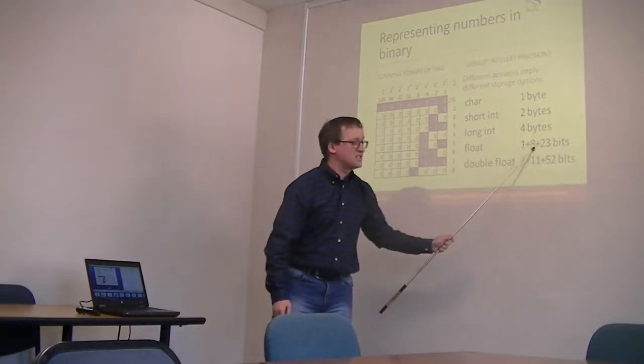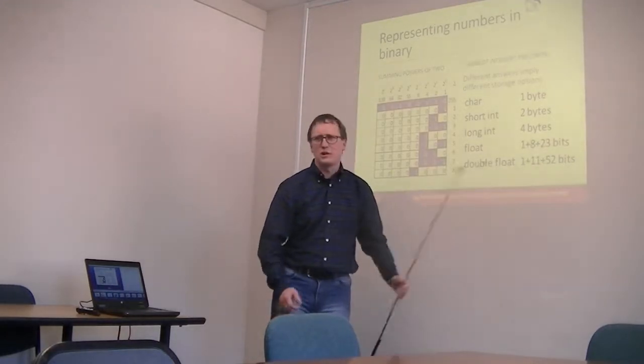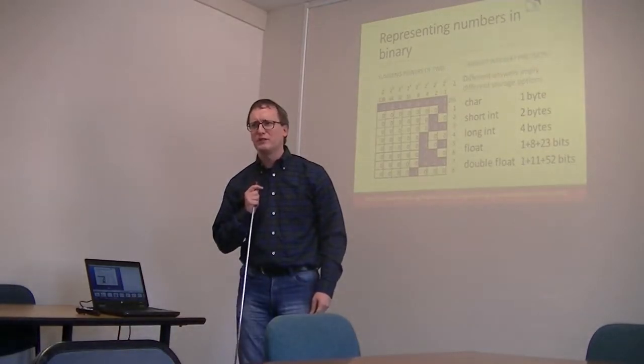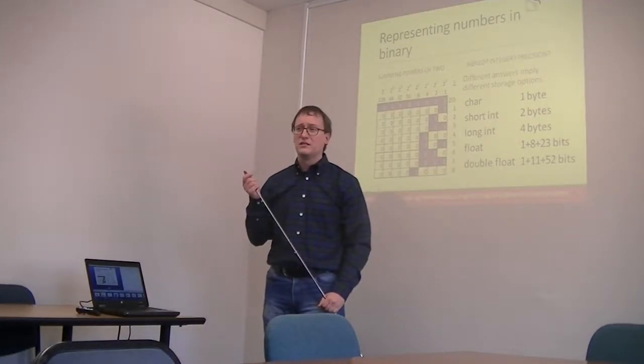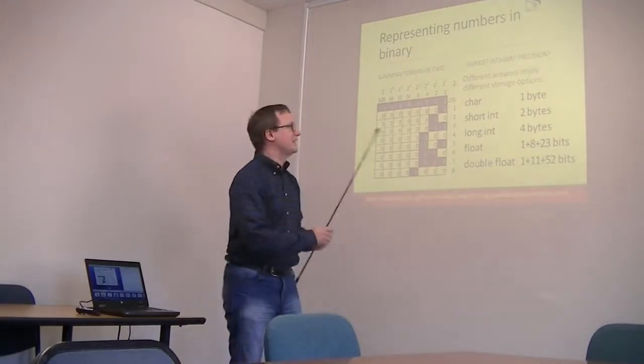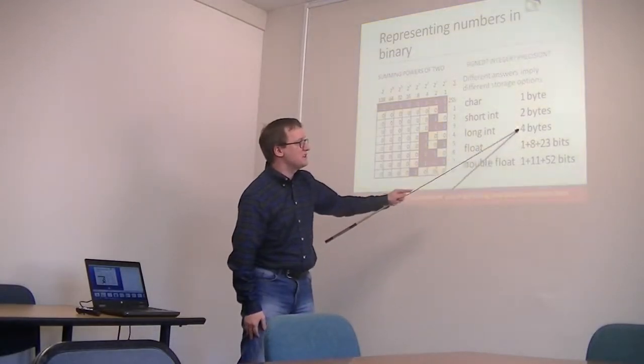So when we do a floating point or a double precision floating point value, we have to split up the bits that we're using. So 1 plus 8 plus 23, what's that come to? How many total bits? That's 32. 32 bits is how many bytes? 4. Exactly. So we use the same amount of storage.